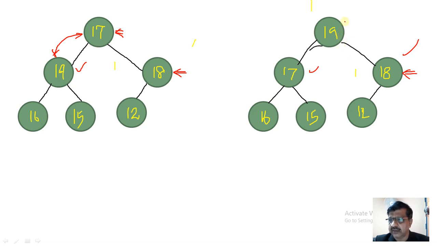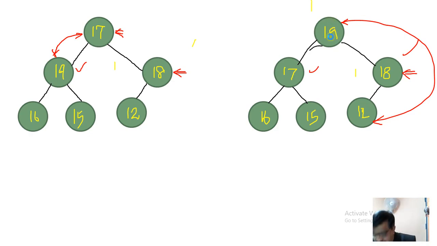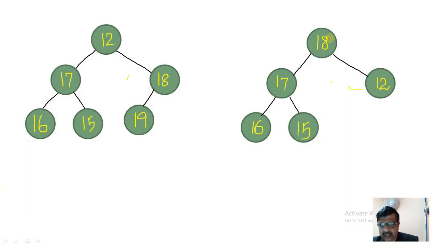Then what happens? This is the biggest among the remaining, and this will be exchanged with the rightmost leaf. So 19 will come over here only for the plucking. We cannot cut off the root. It's a very simple thing. Therefore, 19 will come over here, 12 will go over there. 19 is removed, and 12 is still there.